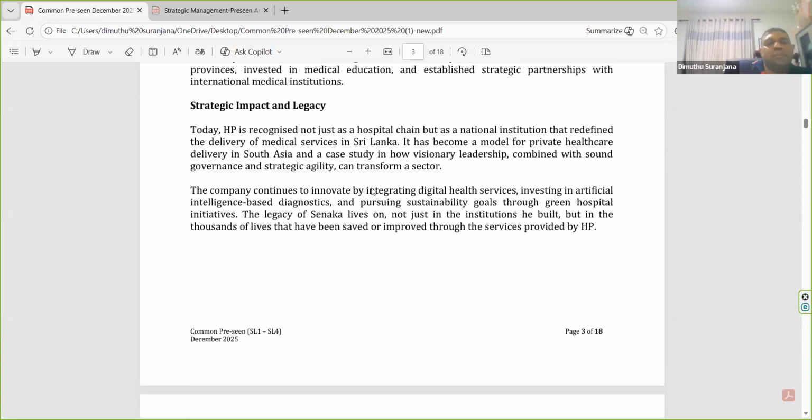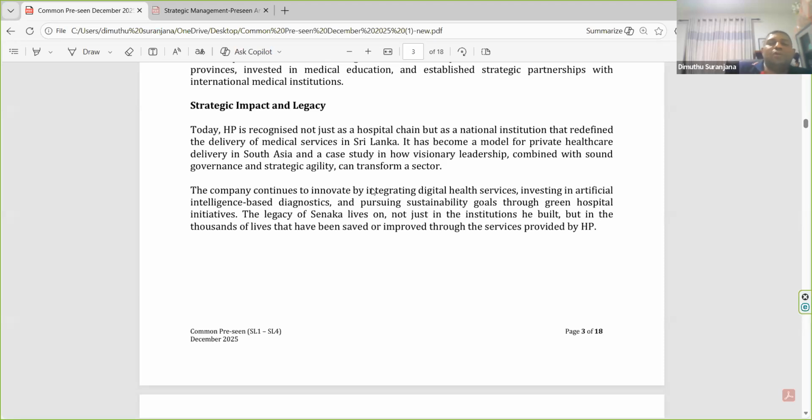Strategic impact and legacy. Today, HP is recognized not just as a hospital chain, but as a national institution that redefined the delivery of medical services in Sri Lanka. So this was a national institution that delivers medical service in Sri Lanka. They redefined the delivery of medical service in Sri Lanka. So they may have done some things newly, no? It was not offered by anyone else before that.